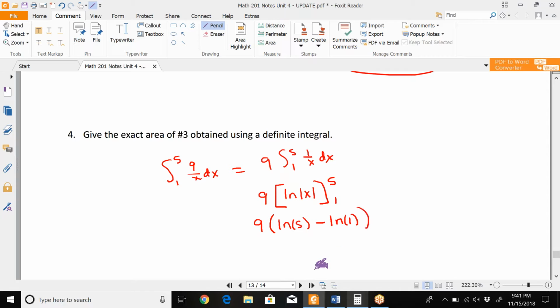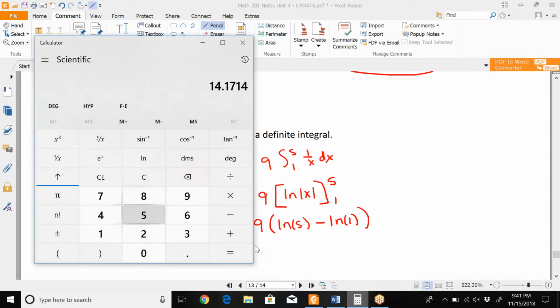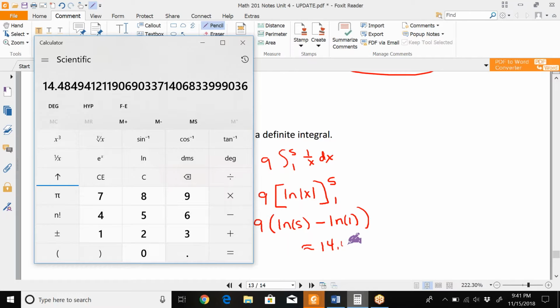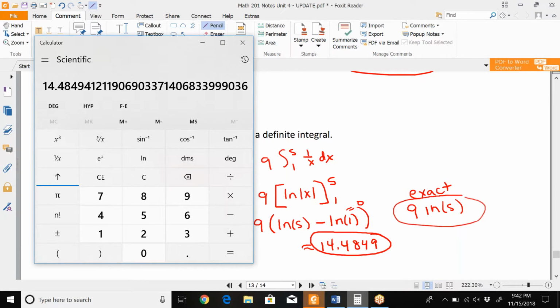If you type it in on your calculator, you'll see that. So that's just going to be natural log of 5 times the 9. And that's about 14.4849. So you see it's much closer. Now, if you wanted the exact answer, you would actually write this as just 9 natural log of 5, since the natural log of 1 is 0, because this is exact. Approximate means you went to decimal.